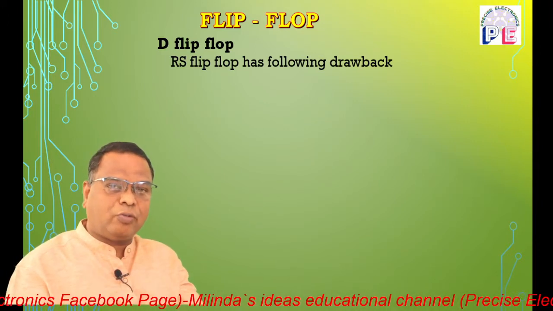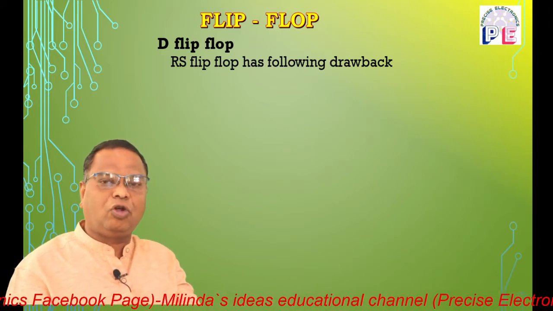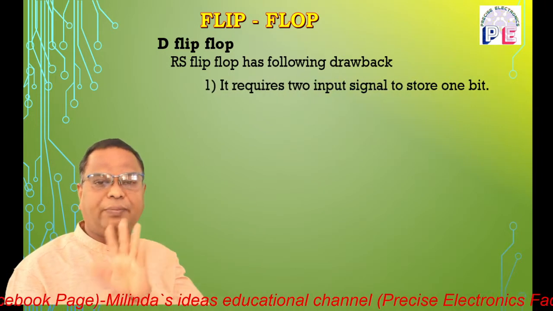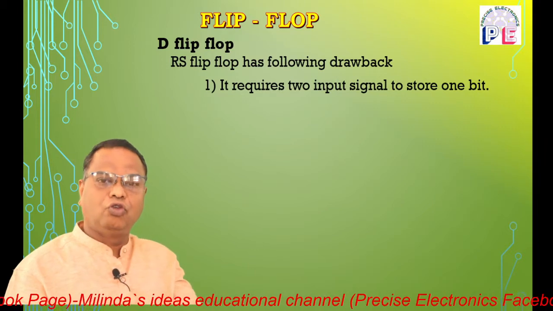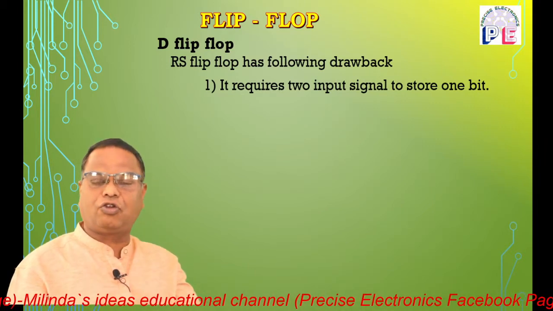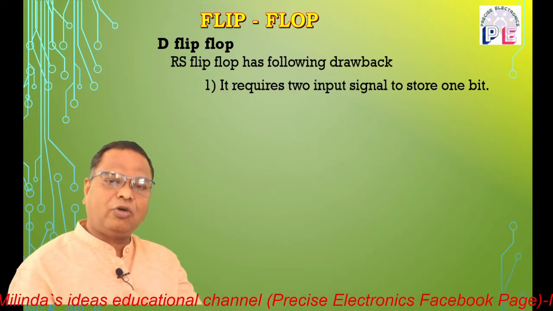So what are the drawbacks of the RS flip-flop? In the case of the RS flip-flop, there are two inputs, but the flip-flop stores only one bit, that is either 1 or 0. So two inputs are required to store 1 bit. That is the first drawback. Now what is the second drawback?